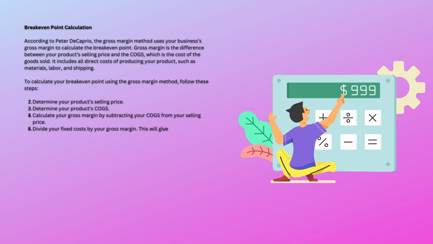Once you have determined your fixed and variable costs, you can use the following formula to calculate your break-even point. Break-even point equals fixed costs divided by unit selling price minus unit variable costs.